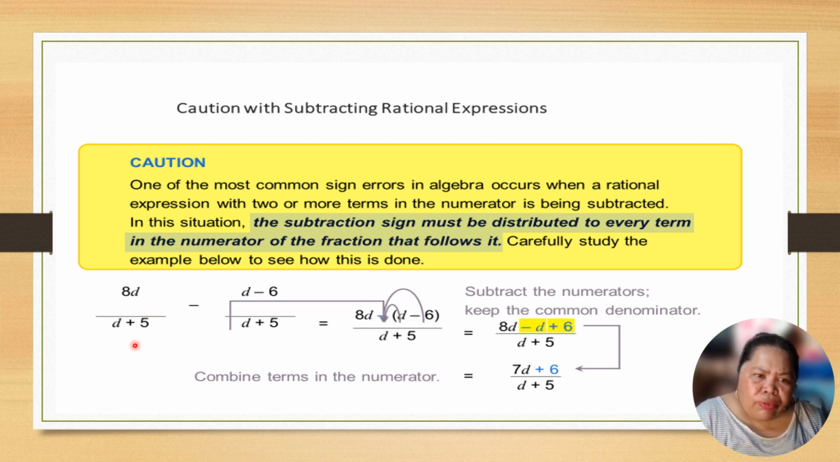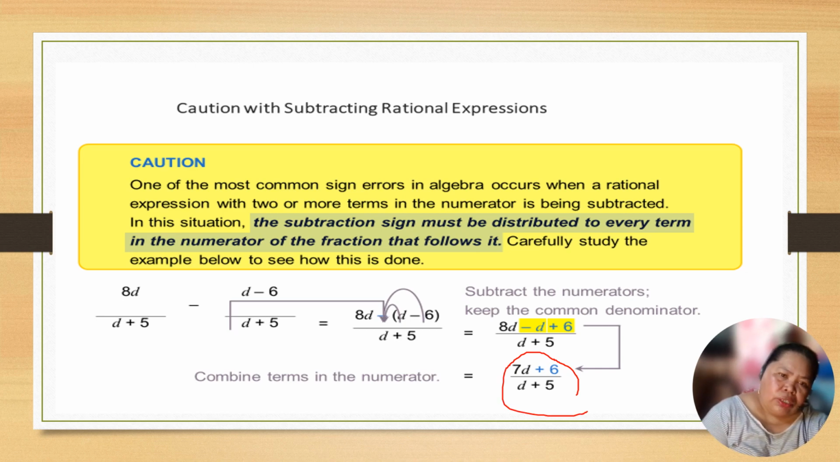8d over d plus 5 minus d minus 6 over d plus 5. So here it is 8d minus the quantity d minus 6. So we subtract, and then copy the denominator d plus 5. Subtract the numerators and keep the common denominator. So we have 8d minus d plus 6, so we get 7d plus 6 over d plus 5. Alright, if you look at it carefully, it's easy, but it becomes crucial because the sign matters. It's really important that we memorize the sign.